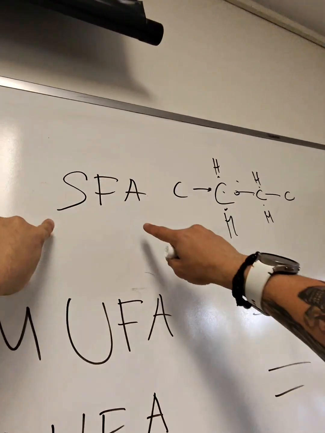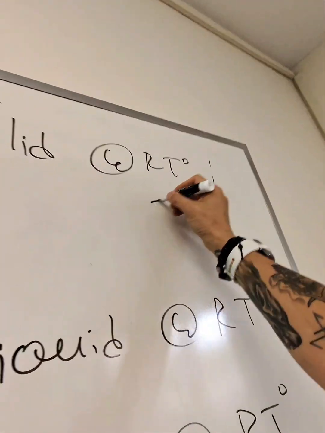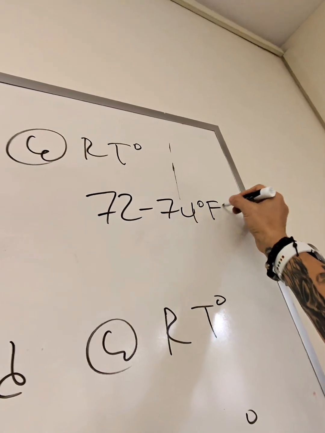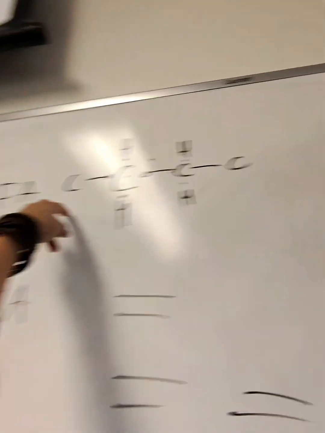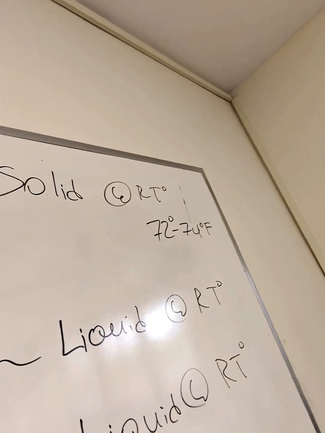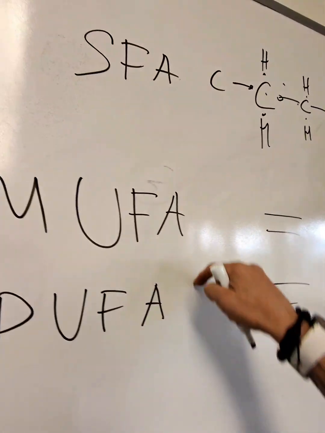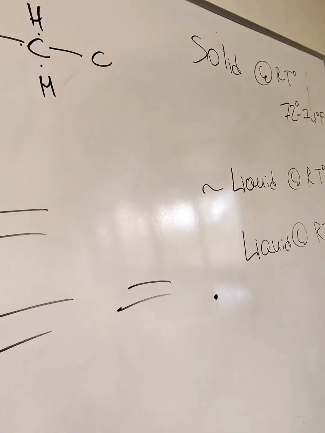Think of the saturated fatty acids as butter. Room temperature is 72 to 74 degrees Fahrenheit. When you increase the temperature, the solid will become a liquid. With MUFAs and PUFAs, when you decrease the temperature, this liquid will become solid.